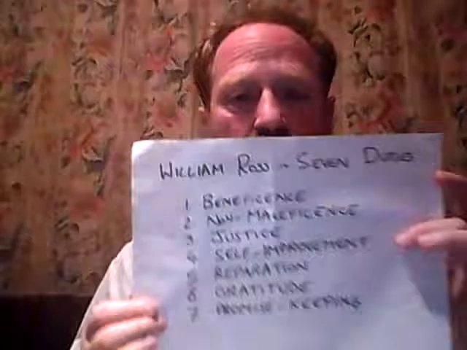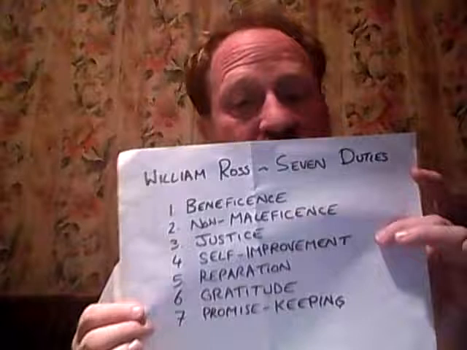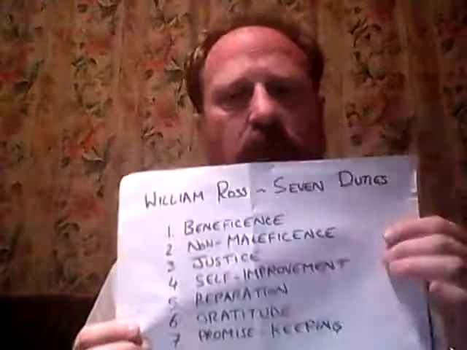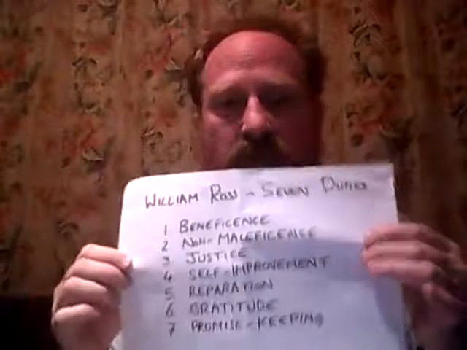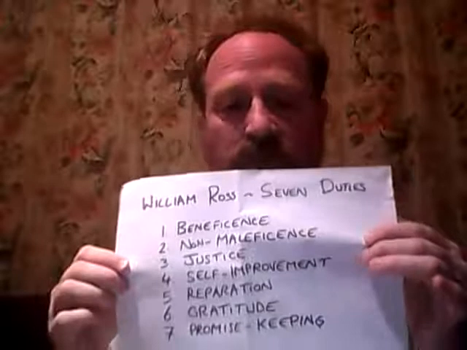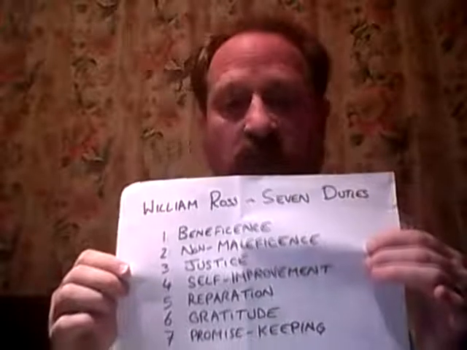So to give you an example, a chap called William Ross, who developed these 7 duties. We won't go over all of them, but he said there were 7 things like beneficence and non-maleficence and so on, which are consistent rules for running a human society to the greater good for everyone. And some of these are more relevant to a given situation than others.